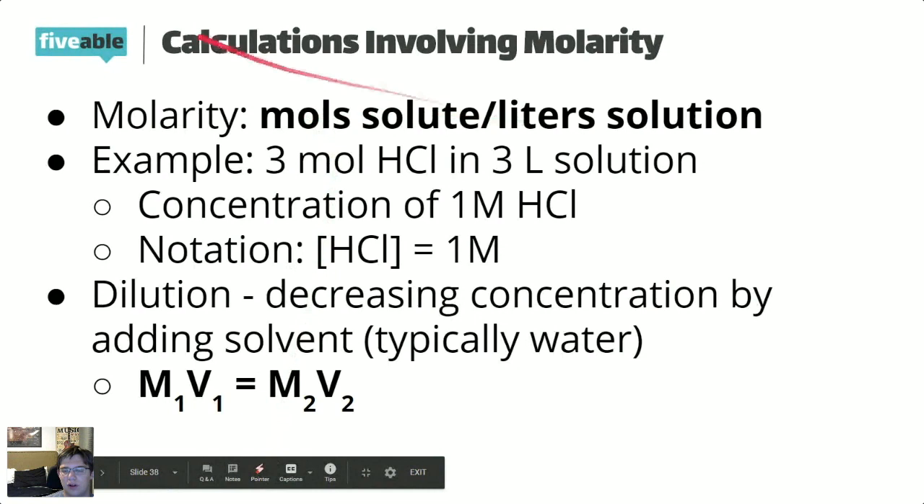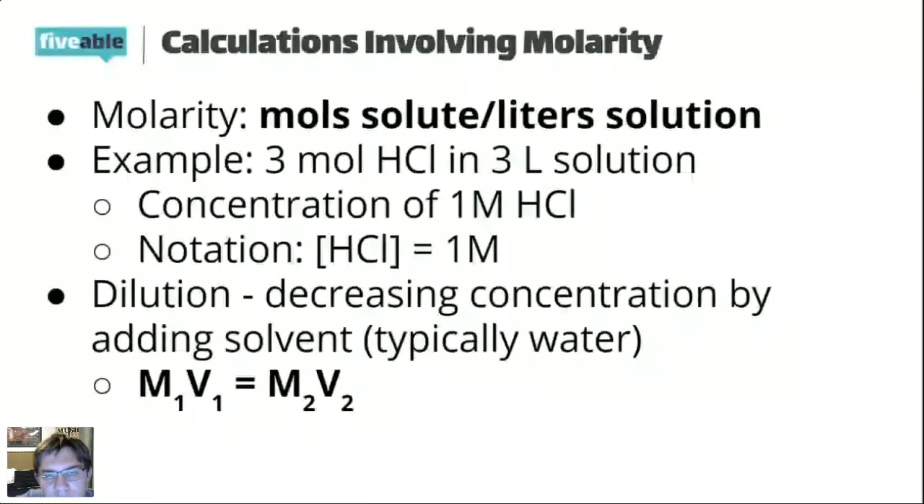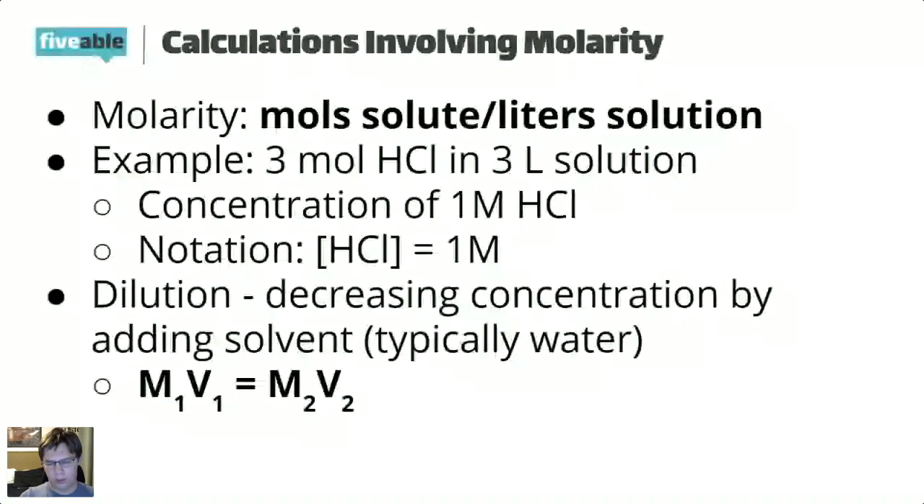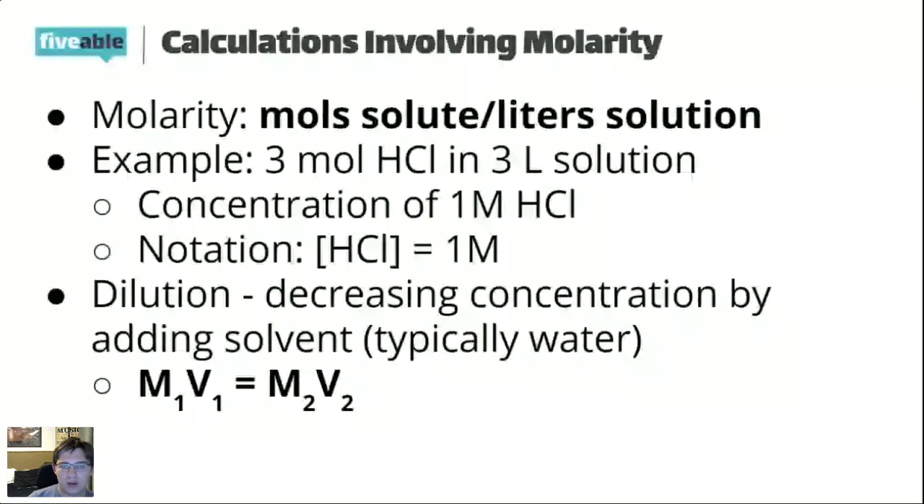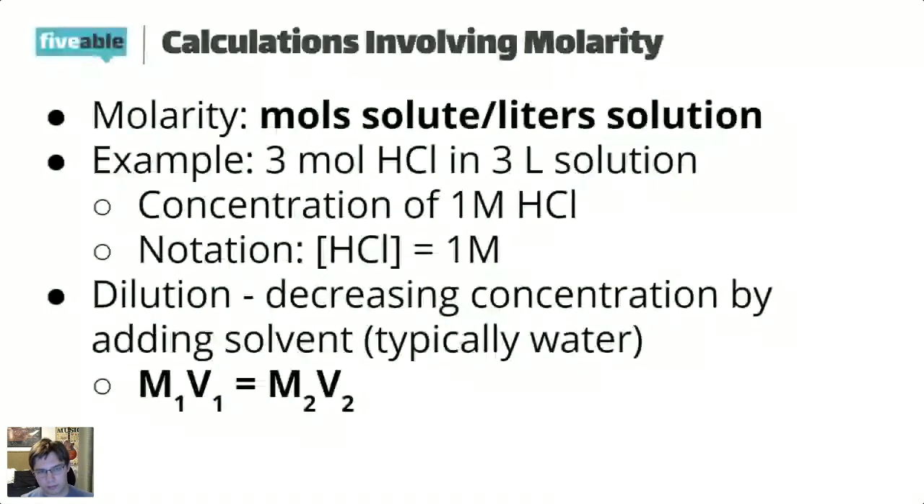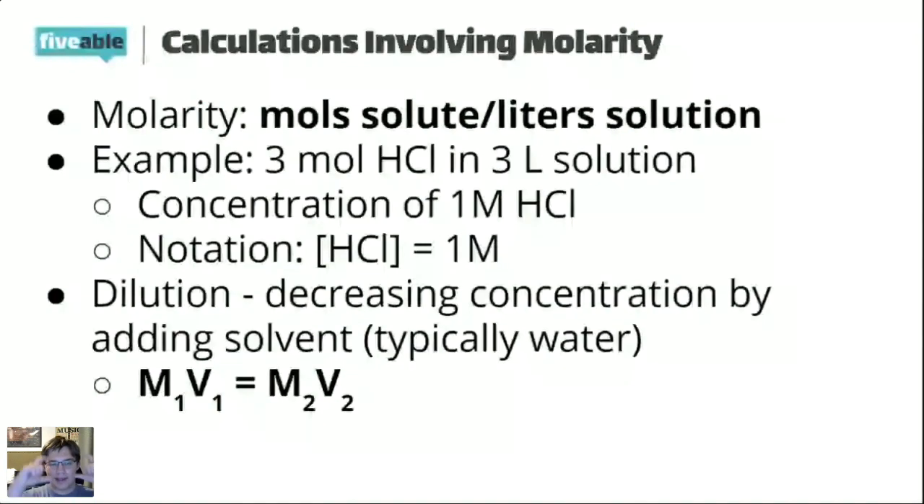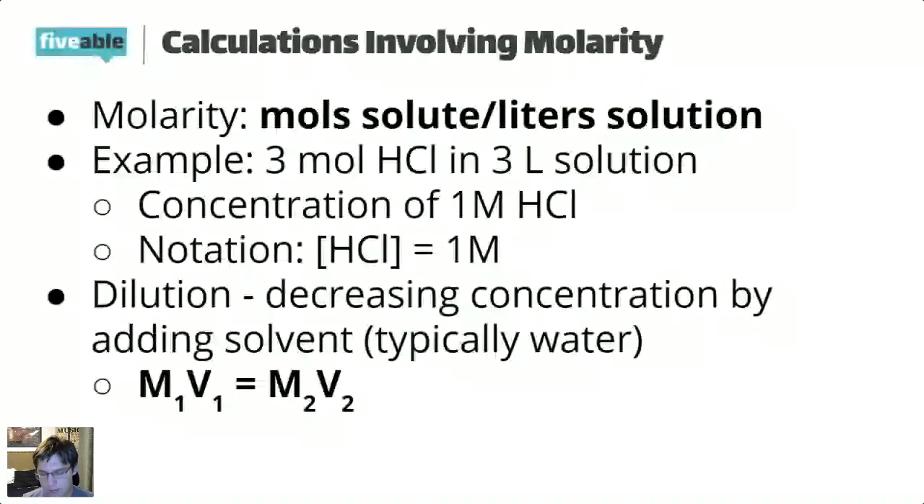If you have, for example, 4 moles of sodium chloride dissolved in 3 liters of solution, you have a 4/3 molar solution. Same thing here: if you have 3 moles of hydrochloric acid dissolved in 3 liters of water, you have a concentration of 1 molar. 3 moles per 3 liters is 1 mole per liter, which is 1 molar. The notation for this isn't really relevant now, but it will be heavily relevant later: when you see something in brackets, that means concentration. Specifically, it means molarity.